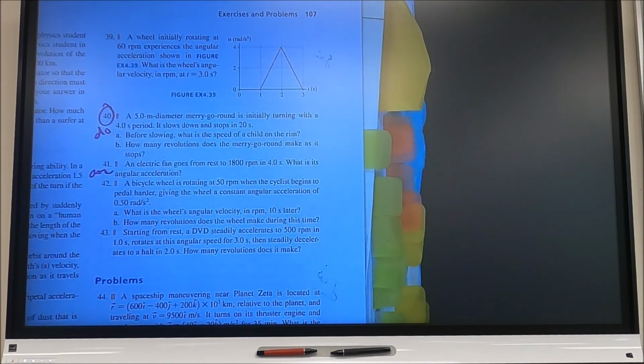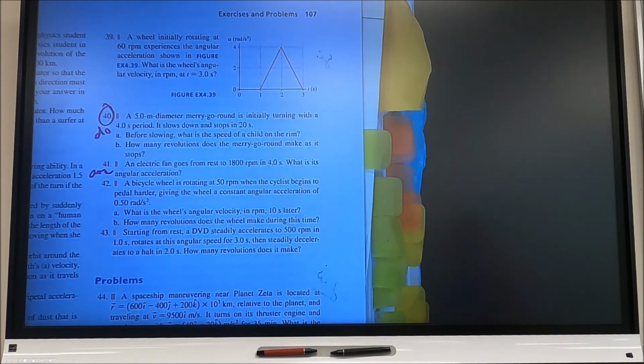It says a 50-meter diameter merry-go-round is initially turning with a 4-second period. Okay, I'm going to start writing some information over here. Don't panic if you don't see me. So, period initial is 4 seconds. And it slows down and stops in 20 seconds. So delta t is 20 seconds. And our tangential velocity final is 0.